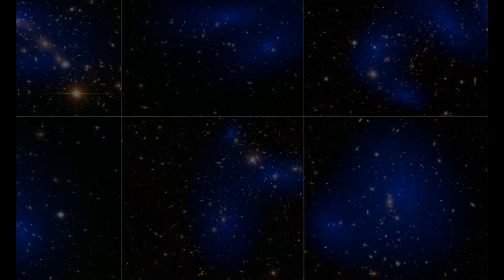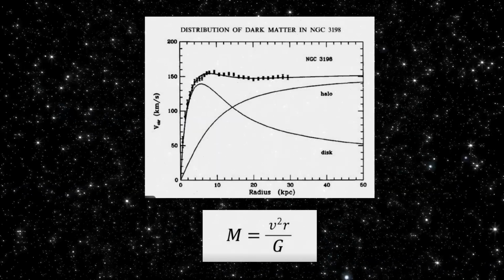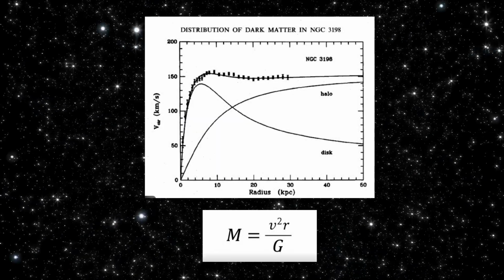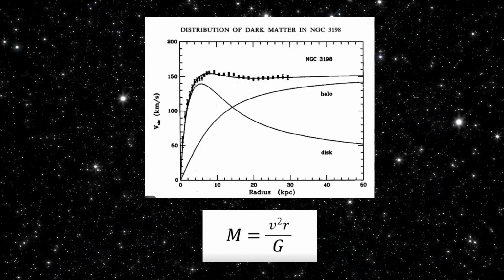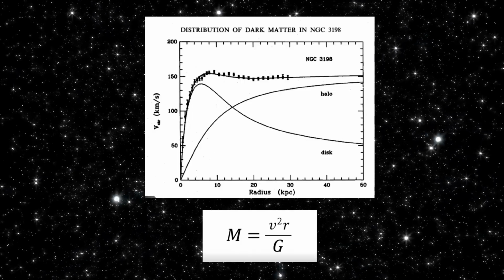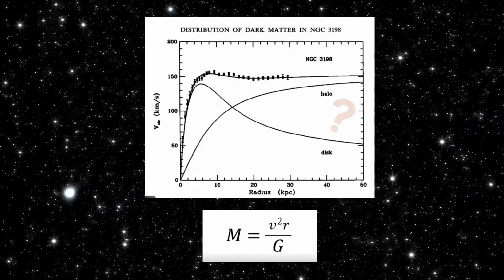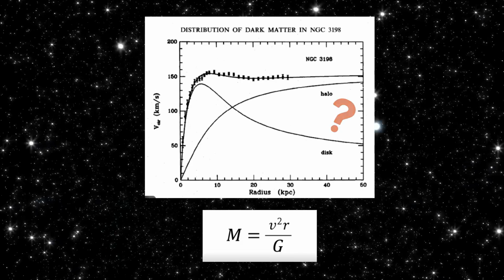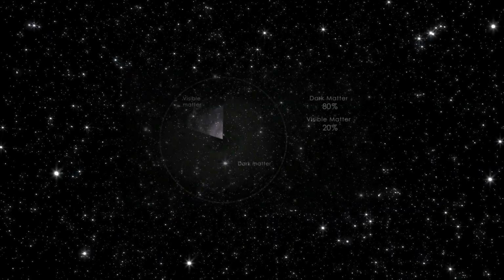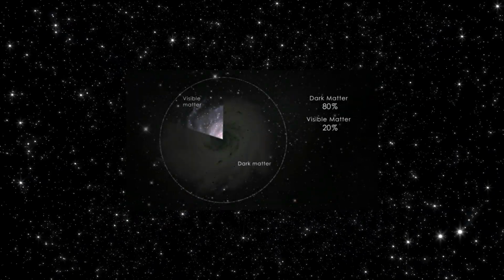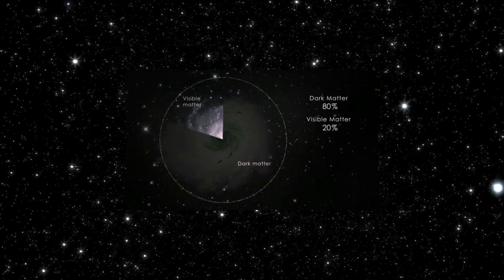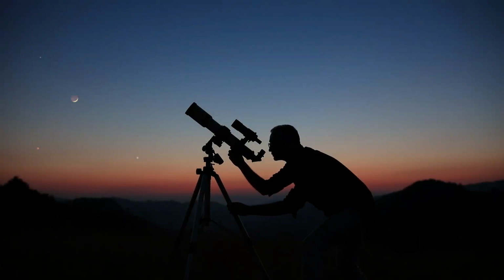So let's return to the formula. If v stays high even at large r, then the inferred mass must keep increasing. But visible matter doesn't increase out there, so the missing mass must be something we can't see, which is dark matter. In many galaxies, dark matter outweighs visible matter 5 or 10 to 1. And it's not just Rubin's work. Astronomers have mapped rotation curves of hundreds of galaxies, and the pattern repeats over and over.